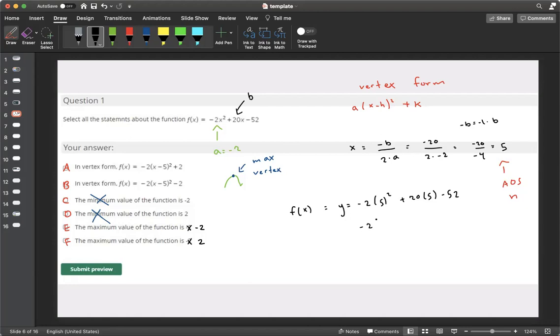So we have a -2 times a 25 plus 20 times 5 is going to be 100. And then we go minus 52. So that becomes a -50 plus 100 minus 52. So our answer here is going to be a -2.